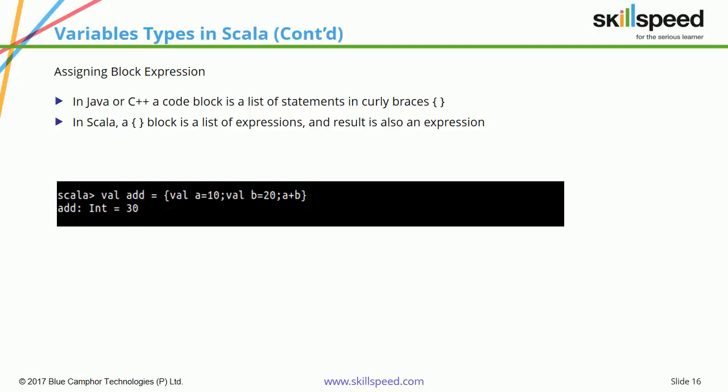This is because the value of a block expression is always calculated based on the last expression. In this example, the last expression is a plus b and the value becomes 30. If the last expression was something like print a name, then the result will be the name.